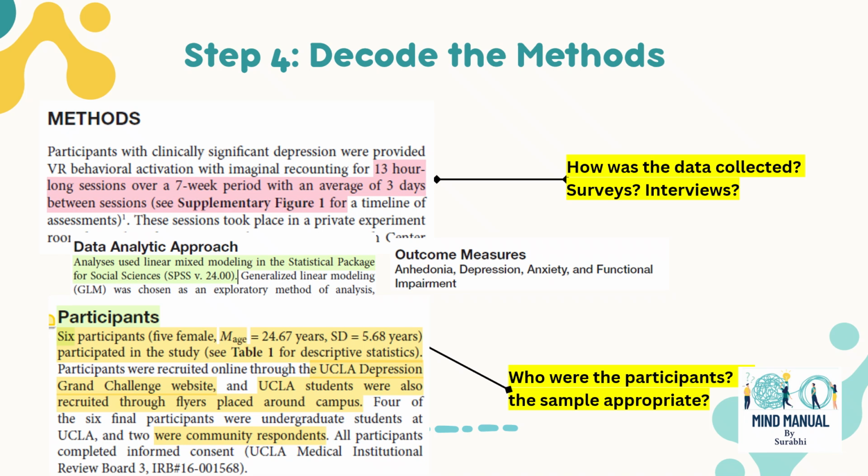And you also need to look at how the data was collected. We discussed this before also in the abstract. Here they put it in detail, like how they've written in this particular case: 13-hour long session over a 7-week period with an average of 3 days between sessions. I know it's a complicated sentence, but that's what you first need to highlight. What are the important lines that I need to look into.